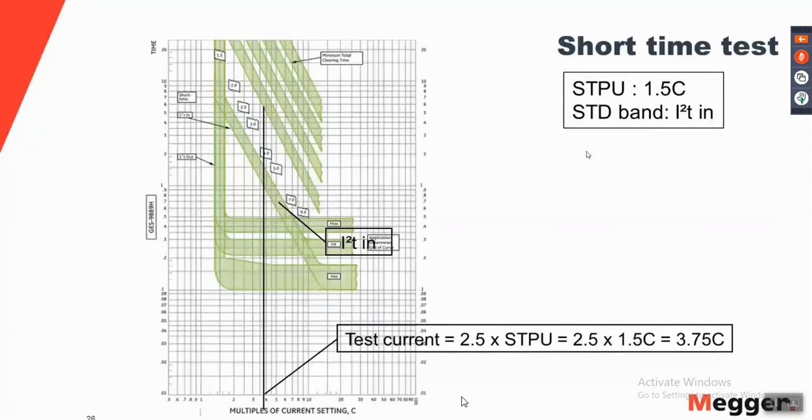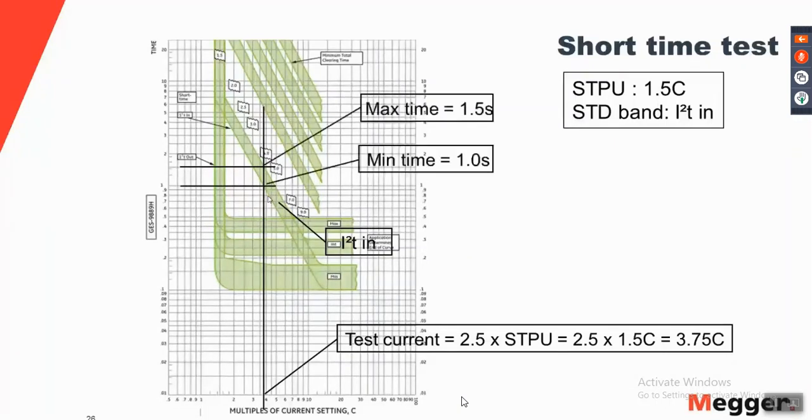1.5 times C is the pickup. You're going to be injecting a test current which is 2.5 times the pickup value. So 2.5 times the pickup value is 2.5 times 1.5 times C, which is 3.75 times C. So you will draw a vertical line intersecting the horizontal axis at 3.75 C here, and the 2 points on the I square T in band where the vertical line intersects are the trip time limits for that particular test.